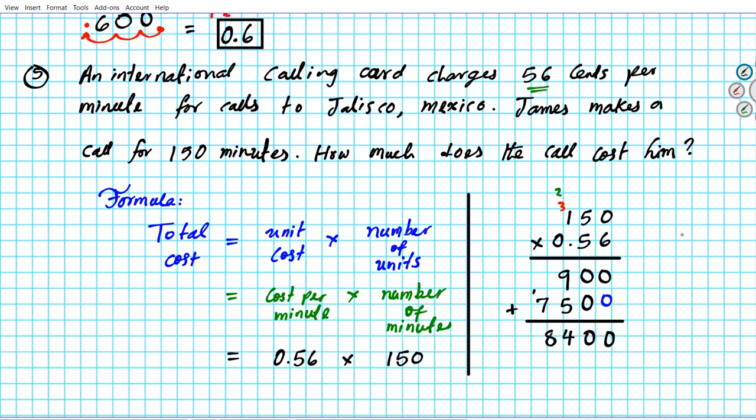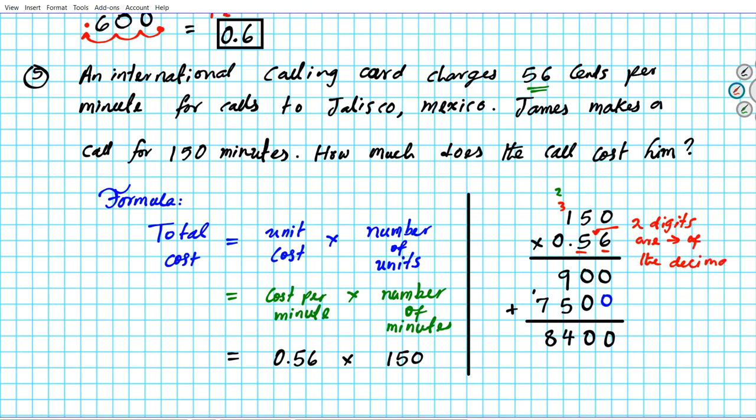So had there been no decimal point, it would be 8,400. But we have 2 digits to the right of the decimal point, namely 5 and 6. Or we have to move our decimal point 2 places to the right to eliminate the decimal point from all the factors of the product, all the factors that we're multiplying. So let's put a side note here. 2 digits are to the right of the decimal point.